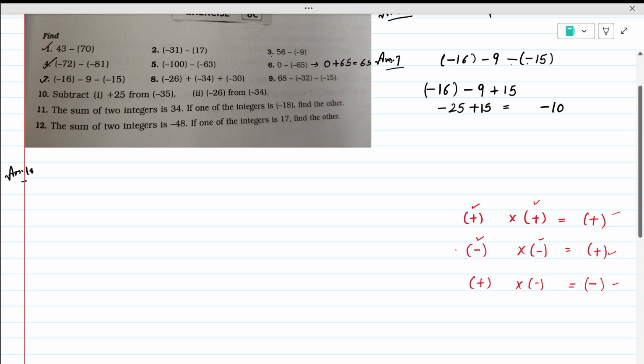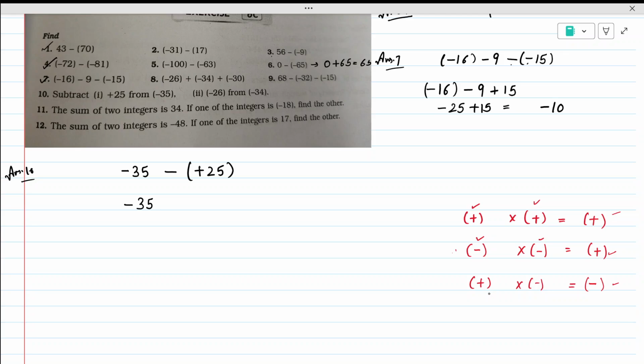We have subtract 25 from minus 35. So what they are saying is we have to subtract plus 25. We have to subtract this number from minus 35. Okay. So first of all, we have to form the expression like what is given to us. So this is minus 35 and now between these two there is no number. They are in multiplication with each other.